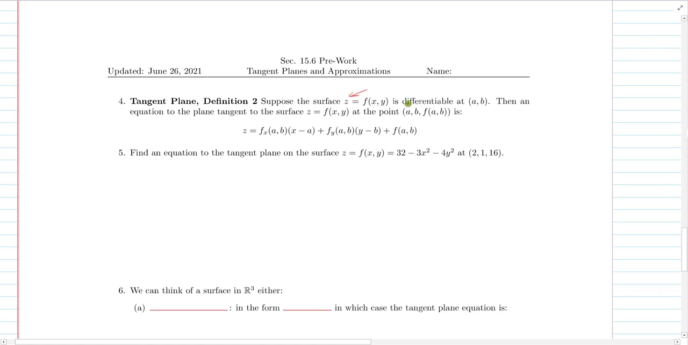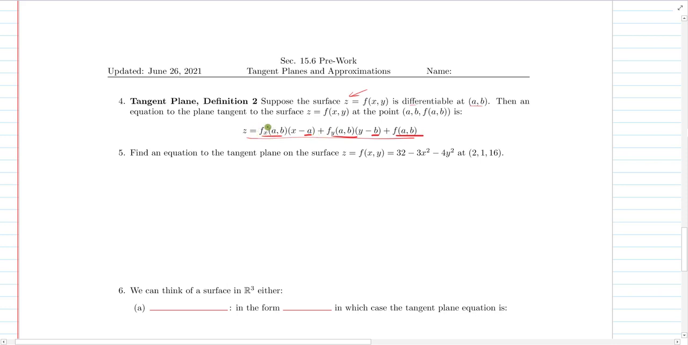So the idea is if we've got a surface where we've solved explicitly for the dependent variable z, as long as that surface is differentiable at the point (a, b), then we can go ahead and construct the equation of the tangent plane to that surface. And so here's our definition of that. This should look a little bit similar to your planes where we've got a point (a, b), and then f of (a, b), there's the point, and then we've got the x components being multiplied by some factor and the y components being multiplied by some factor.